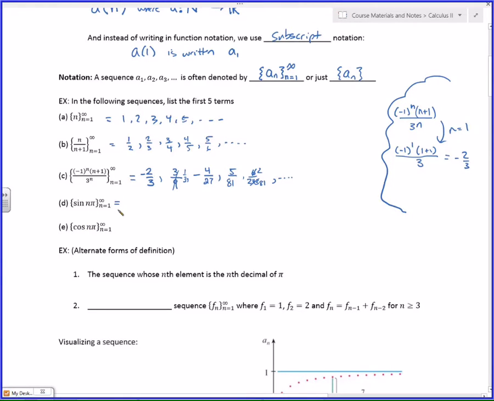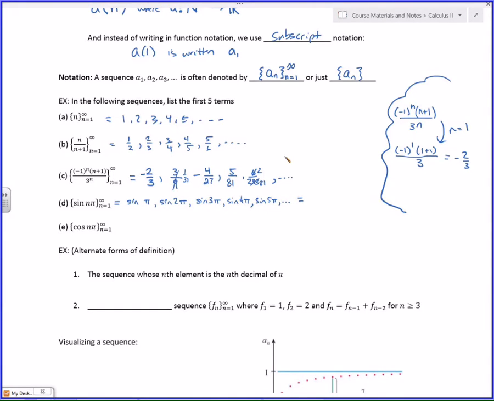Okay, sine of n pi. That would be sine of pi, sine of 2 pi, sine of 3 pi, sine of 4 pi, sine of 5 pi, dot, dot, dot. But this goes back to what actually Kaylin was asking. Should we simplify that? You don't need to. Well, if it's obvious that something is much simpler, I think you should.